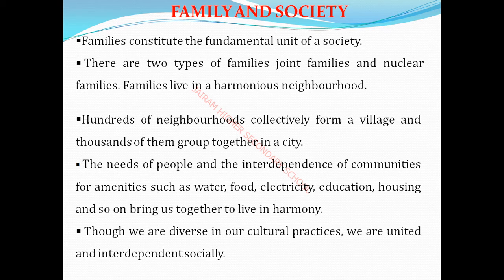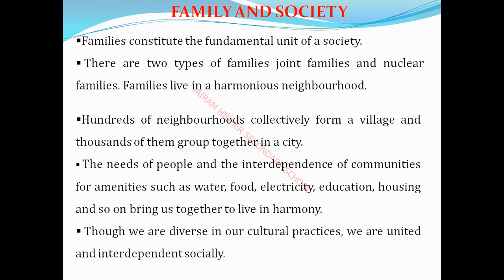Yes. The needs of people and the interdependence of communities for amenities such as water, food, electricity, education, housing, and so on bring us together to live in harmony. All these categories, what do they mean? The amenities such as water supply, food, electricity, education, and housing. Through these, we all get together. We are interdependent on others.